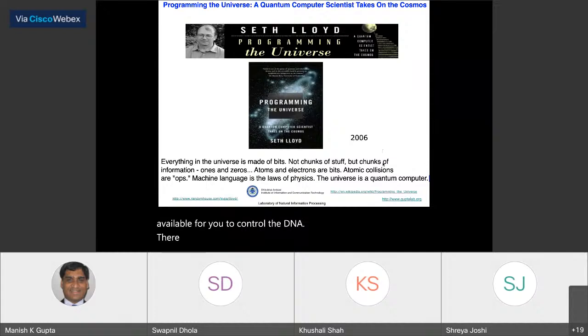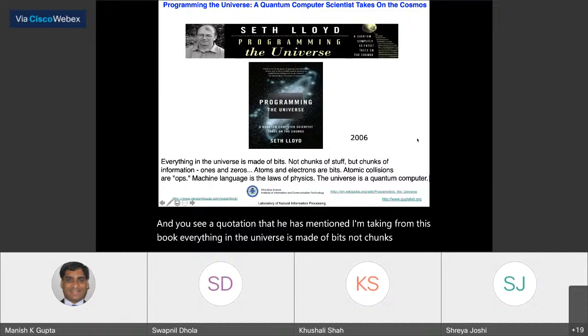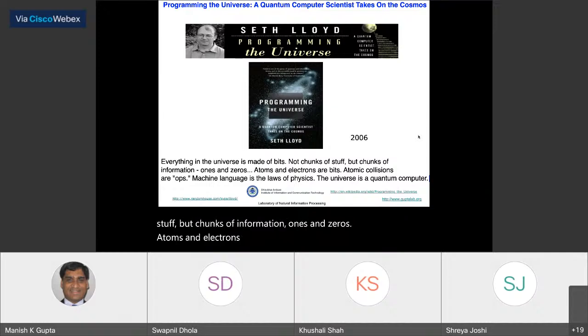There is another famous book by Seth Lloyd from MIT, Programming the Universe: A Quantum Computer Scientist Takes on the Cosmos. You see a quotation that I'm taking from his book. Everything in the universe is made of bits, not chunks of stuff, but chunks of information, ones and zeros. Atoms and electrons are bits. Atomic collisions are operations. Machine language is the law of physics. The universe is a quantum computer. So this whole universe, you can think of as a quantum computer.